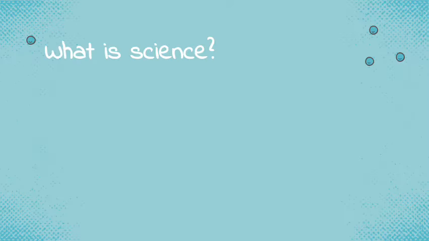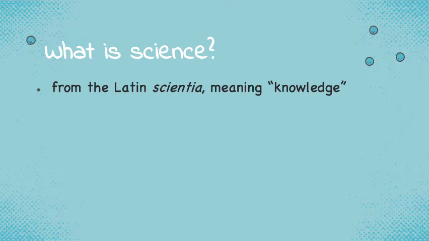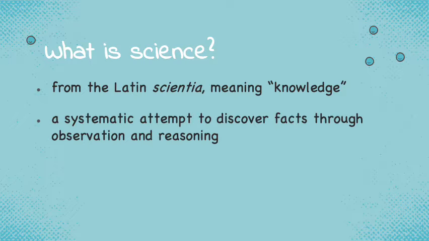The term science comes from the Latin word scientia, which means knowledge. It can be defined as a systematic attempt to discover facts by means of observation and reasoning. There are other ways to define science, but all definitions refer in one way or another to this attempt to discover specific facts about the physical world and its phenomena through unbiased observation and reasoning, and of course, systematic experimentation.